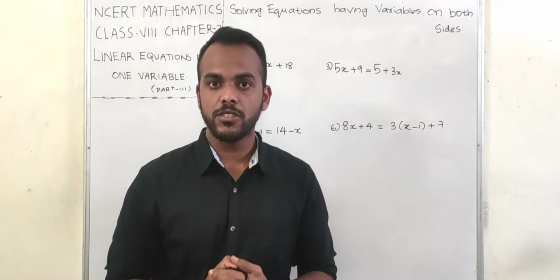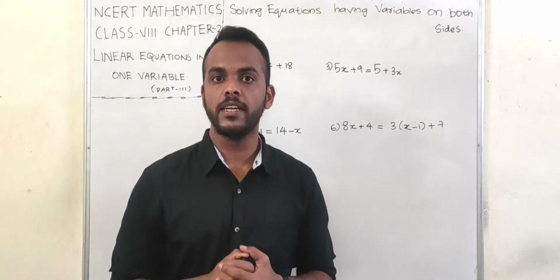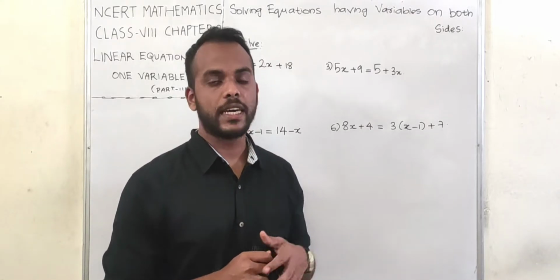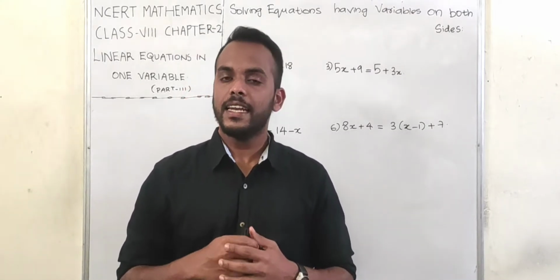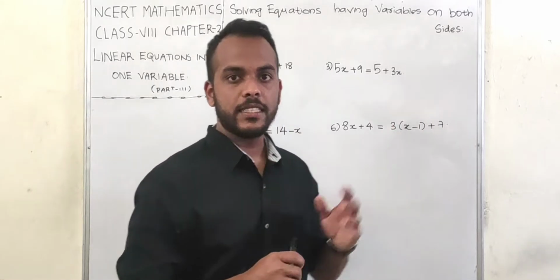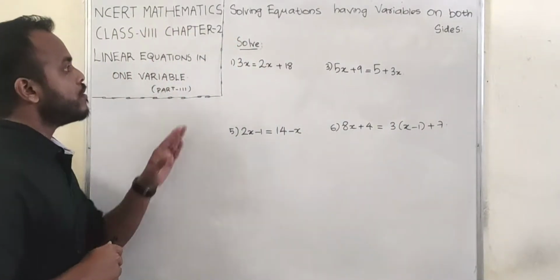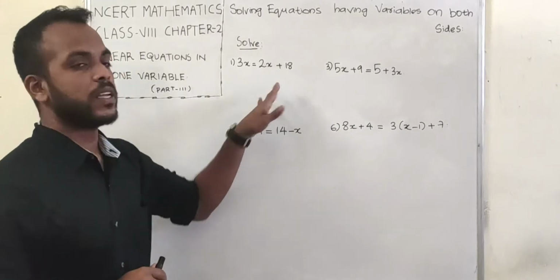There are some example questions in your textbook. Since they are already solved by the authors, I'm directly getting into the exercise part. Let's see the exercise questions. Let's see the first question. Solve 3x is equal to 2x plus 18.